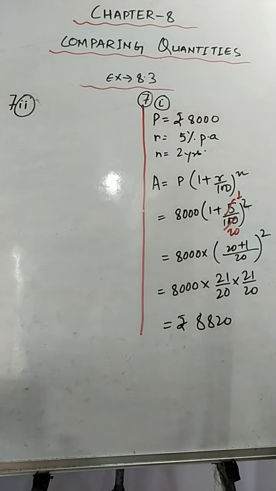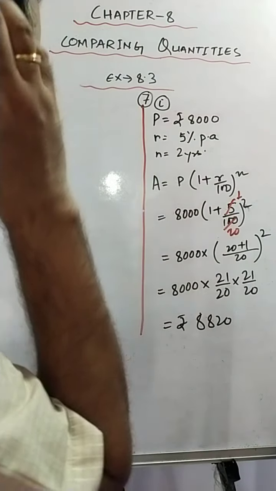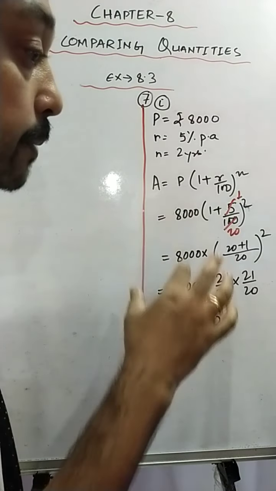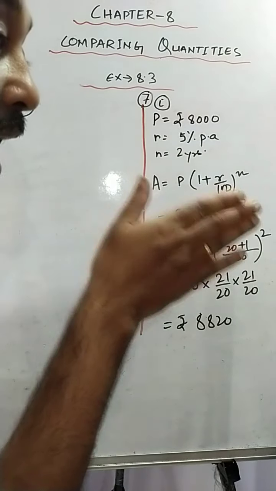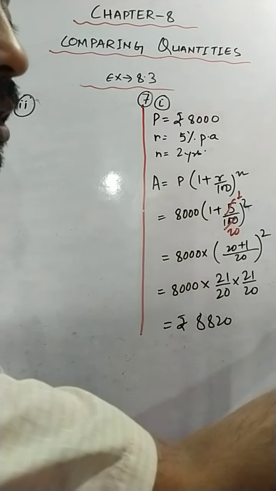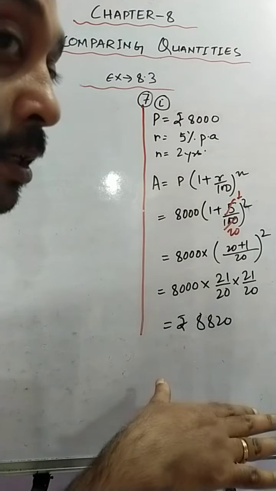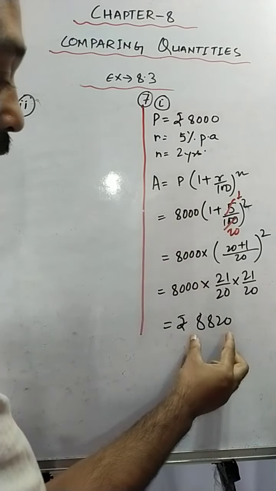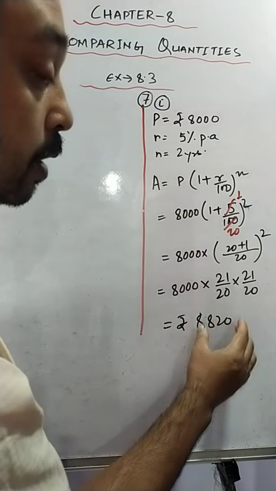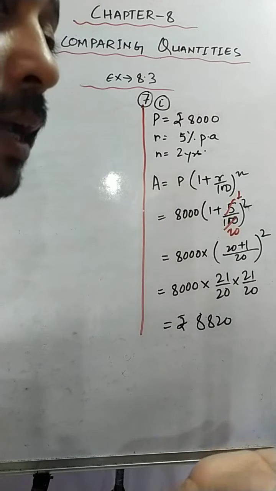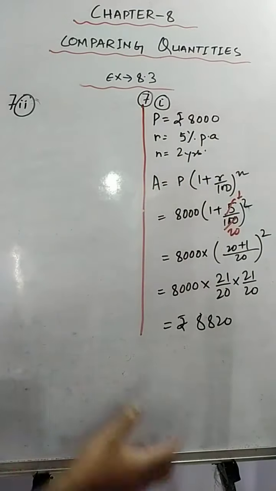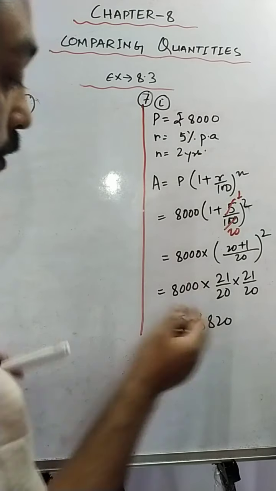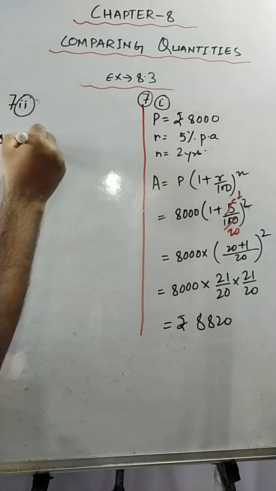Now they have asked what would be the interest for the third year. Now as you know that in compound interest, principal always changes. After every year, the principal changes. That is, the amount at the end of the first year would be the principal for the second year. And the amount at the end of the second year will be the principal for the third year. And this is the reason why you get greater interest in the case of compound interest, because the principal keeps on changing.